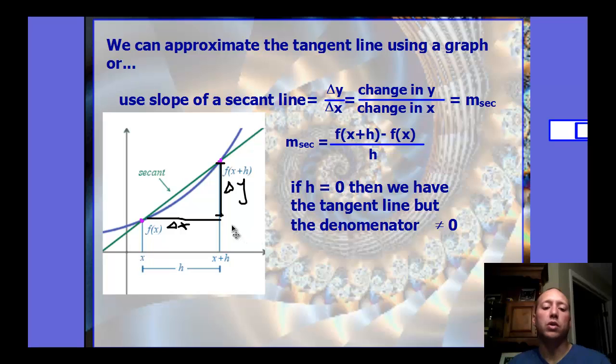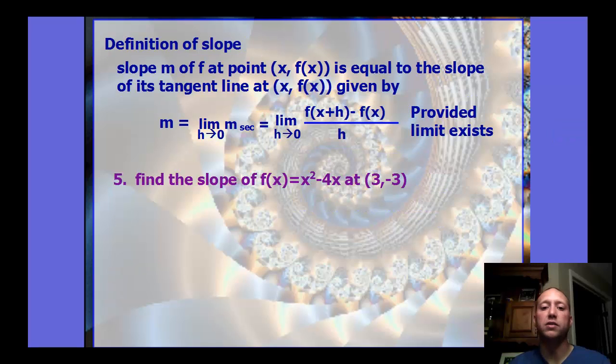If h equals 0, so we're letting the h value, which is the change in x, be 0, we have the tangent line, but the denominator may not equal 0. So we can't just say let h equal 0 because it can't. But we can write it as the limit.